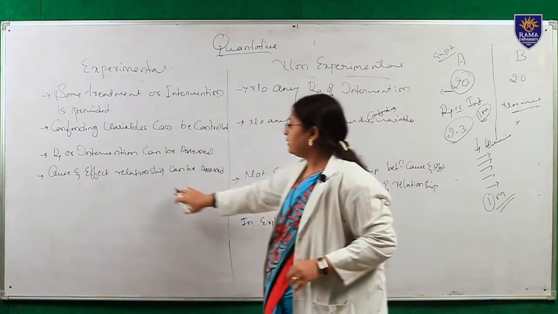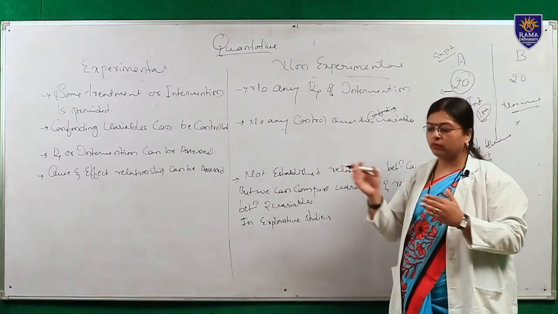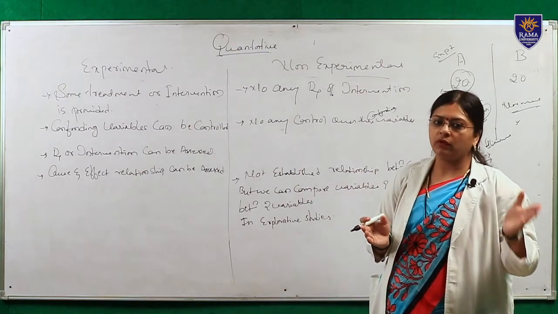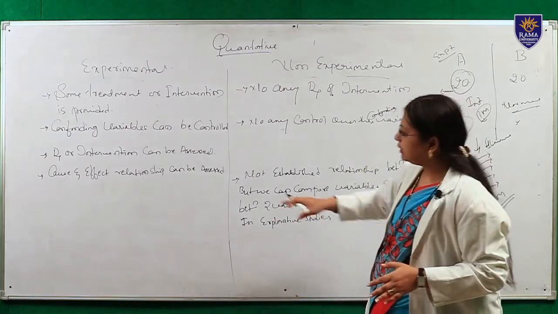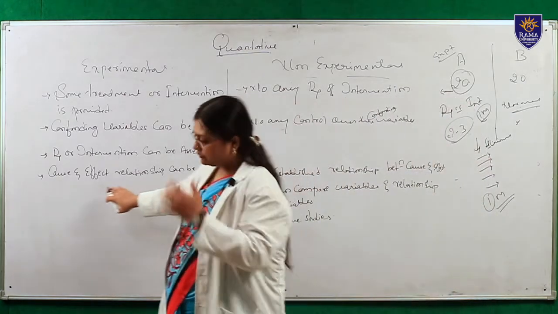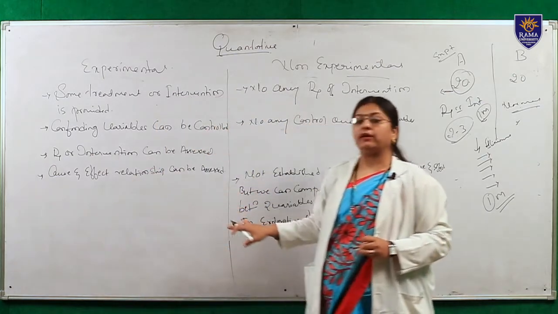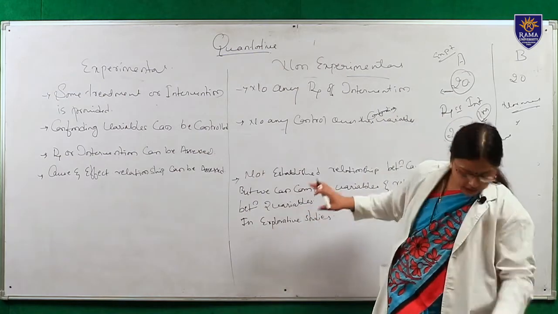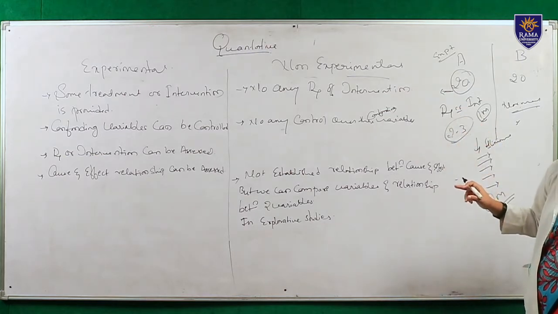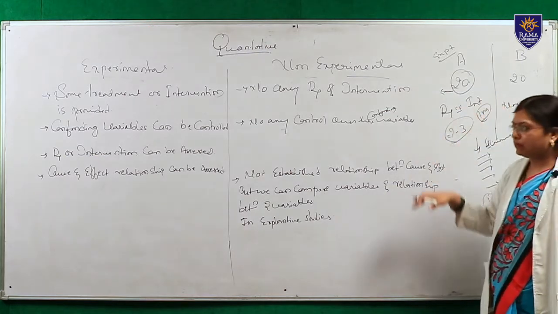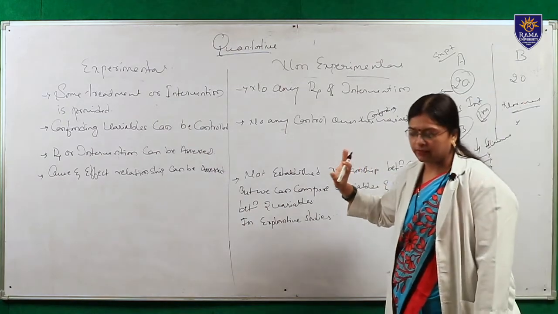Next, the cause and effect relationship can be assessed. In yesterday's class and the previous classes I told you about the dependent and independent variables: there is one cause and one effect, one can be changed and one cannot. Here we can assess the relation between cause and effect, whether the change occurred due to our intervention only or because of some other thing. That is, the cause and effect relationship can be assessed in the experimental design.